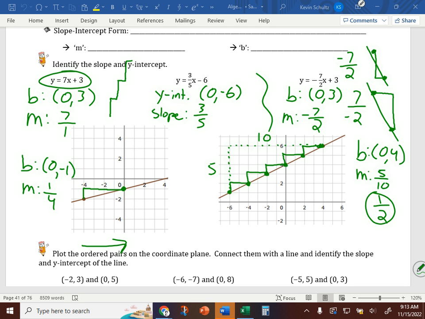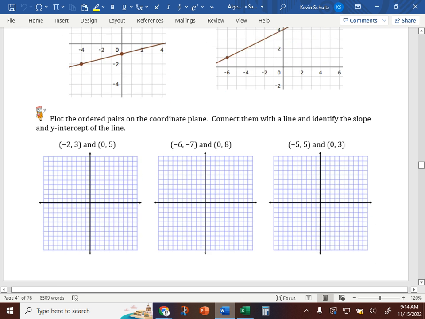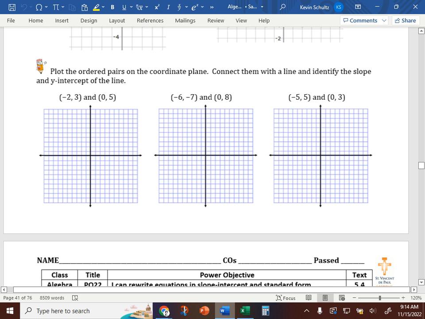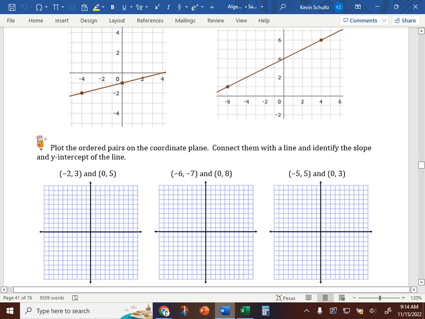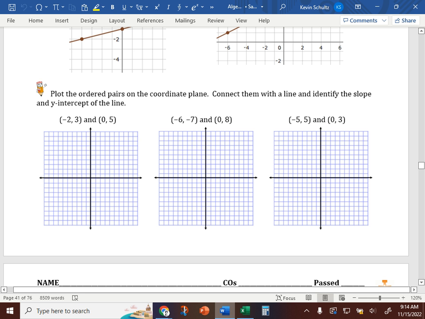Okay, your homework for tomorrow. See, folks, we did it. Look at us go. You are to plot the ordered pairs on the coordinate plane, connect them with a line, and then identify the slope and y-intercept of the line. So you're plotting your own points. Then once you do that, it becomes exactly what we did in the previous 2, where you've got the line on the coordinate plane, and then you identify the slope and the y-intercept.